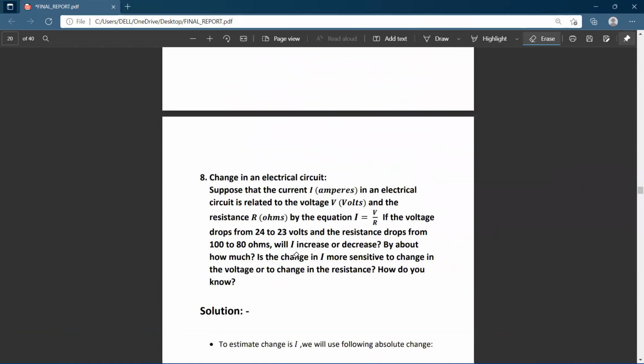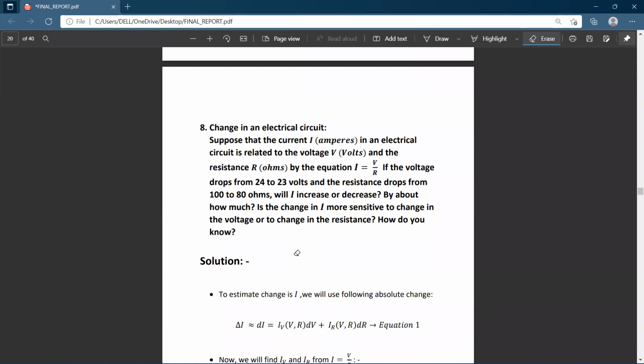Okay. Section 4, second question. In an electrical circuit, suppose that the current I in amperes is related to the voltage V and the resistance R by the equation I = V/R. If the voltage drops from 24 to 23 volts and the resistance drops from 100 to 80 ohms, will I increase or decrease, and by how much? Is the change in I more sensitive to the change in voltage or the change in resistance? How do you know?